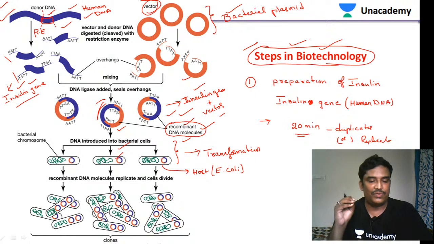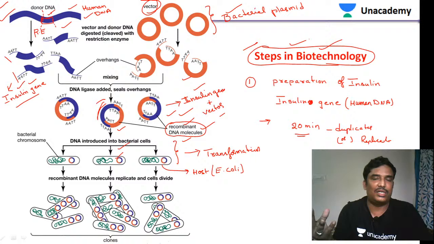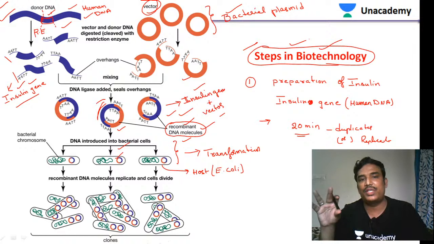Welcome to a few more students. Welcome, Rahmat. So why is E. coli generally used as a host? Because E. coli duplicates or replicates faster. Every 20 minutes it undergoes binary fission. That is the reason E. coli is taken as a host.